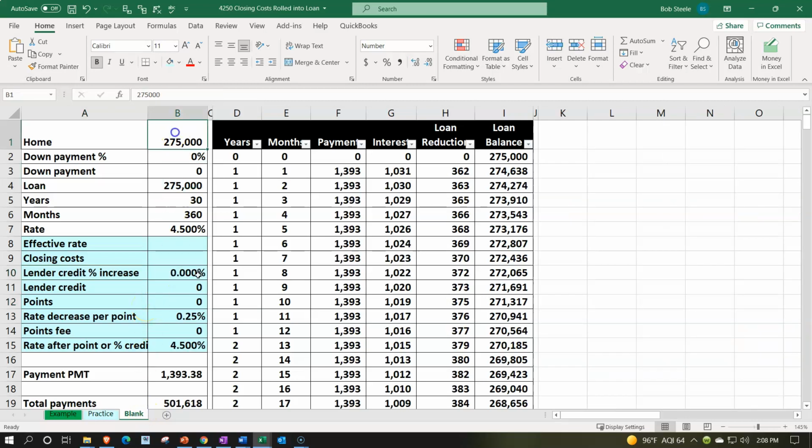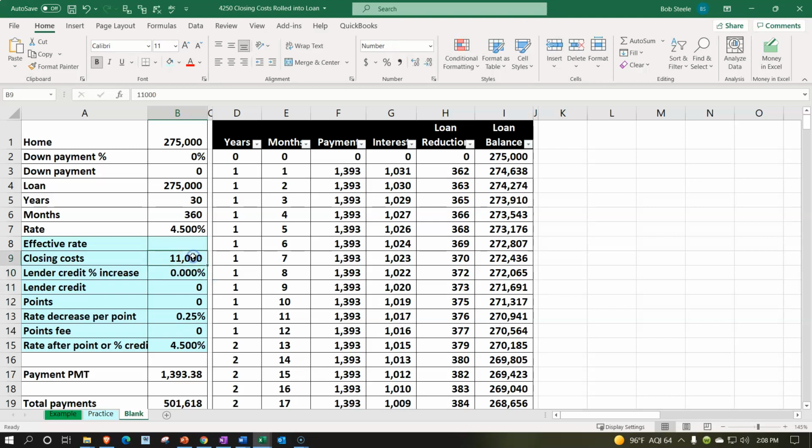So we got the data, the 275. We don't have anything down, so we can concentrate on the loan amount at the 275. 30-year loan, 360 months, 30 times 12, 4.5 at the rate. And then let's think about our closing costs here and say the closing costs, let's just say, are 11,000.